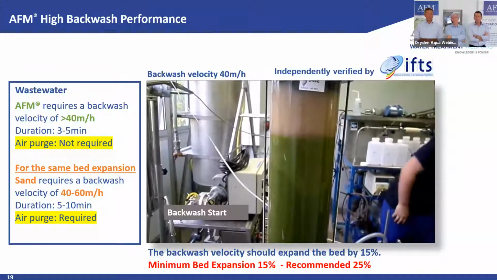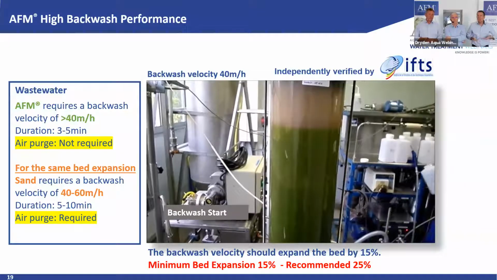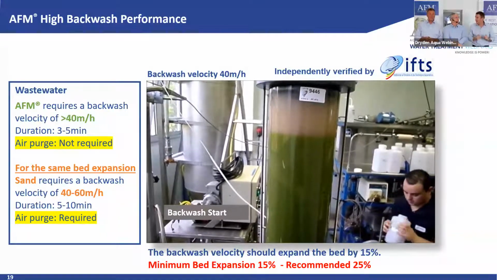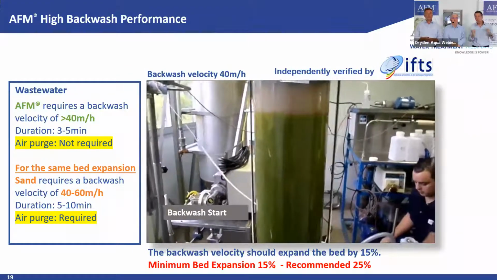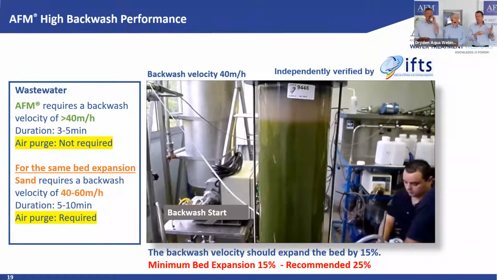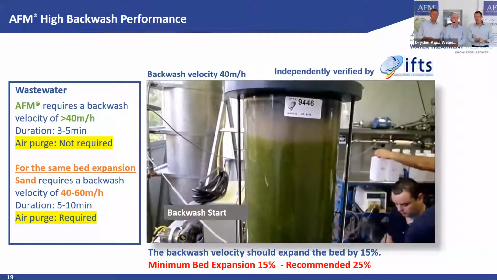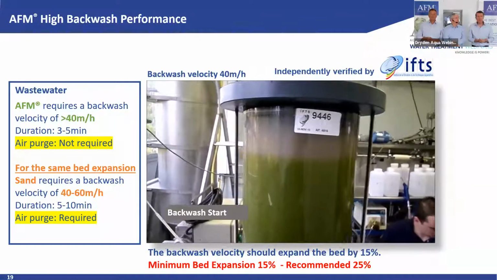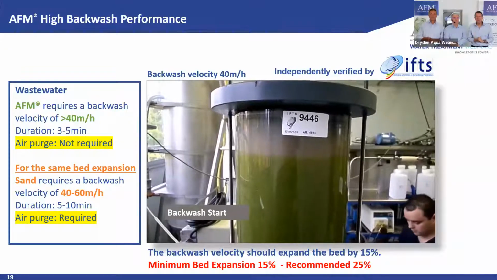Philip, you want to add something? Yeah, so in order to expand the bed by 15 to 25% using AFM in a wastewater application, you really need a backwash velocity of 40 meters or greater. Now, if you watched our session before, you saw that you could start at 20, 25 meters and higher. It is higher here now because we have to evacuate large solids from the filter bed as well. So you do need a higher backwash velocity. So 40 meters per hour is what we recommend.